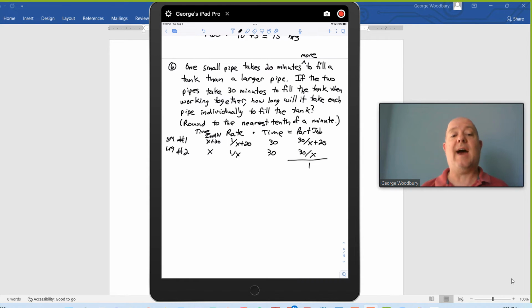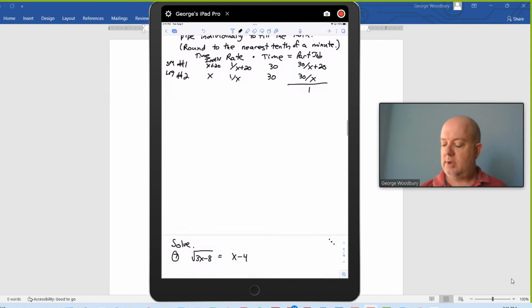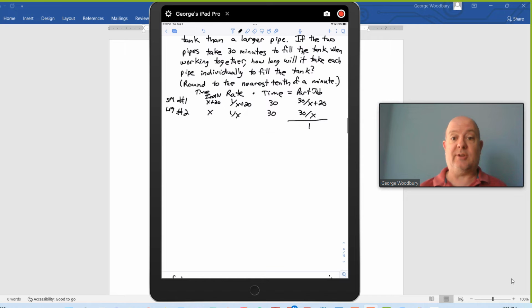The only reason I added the individual time column is that when I go to look for presenting my solution, it's going to be easier to go directly back to that column instead of looking at the denominator of the rate. Right. Let's try to set up and solve this equation. I've got 30 over x plus 20 plus 30 over x equals 1.